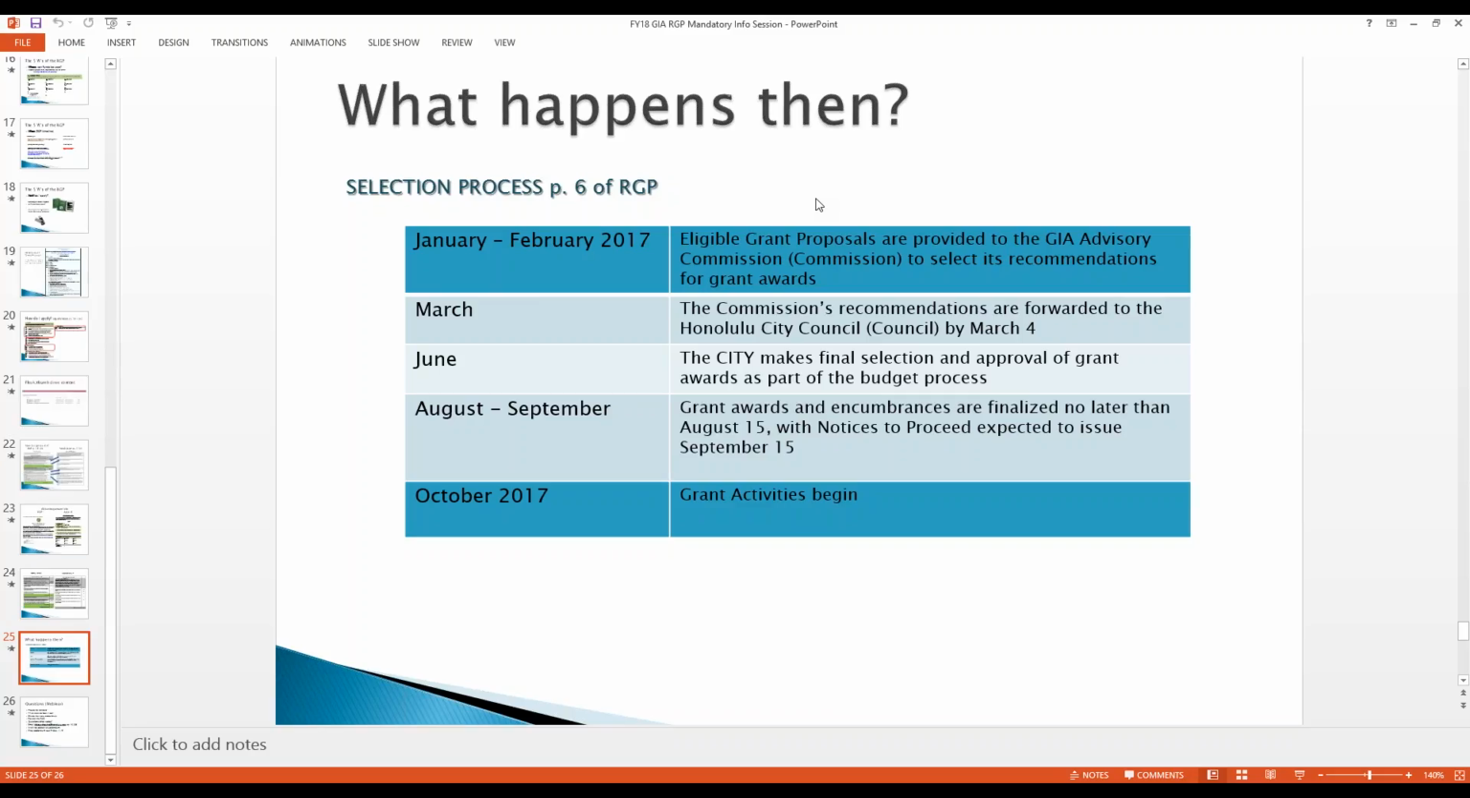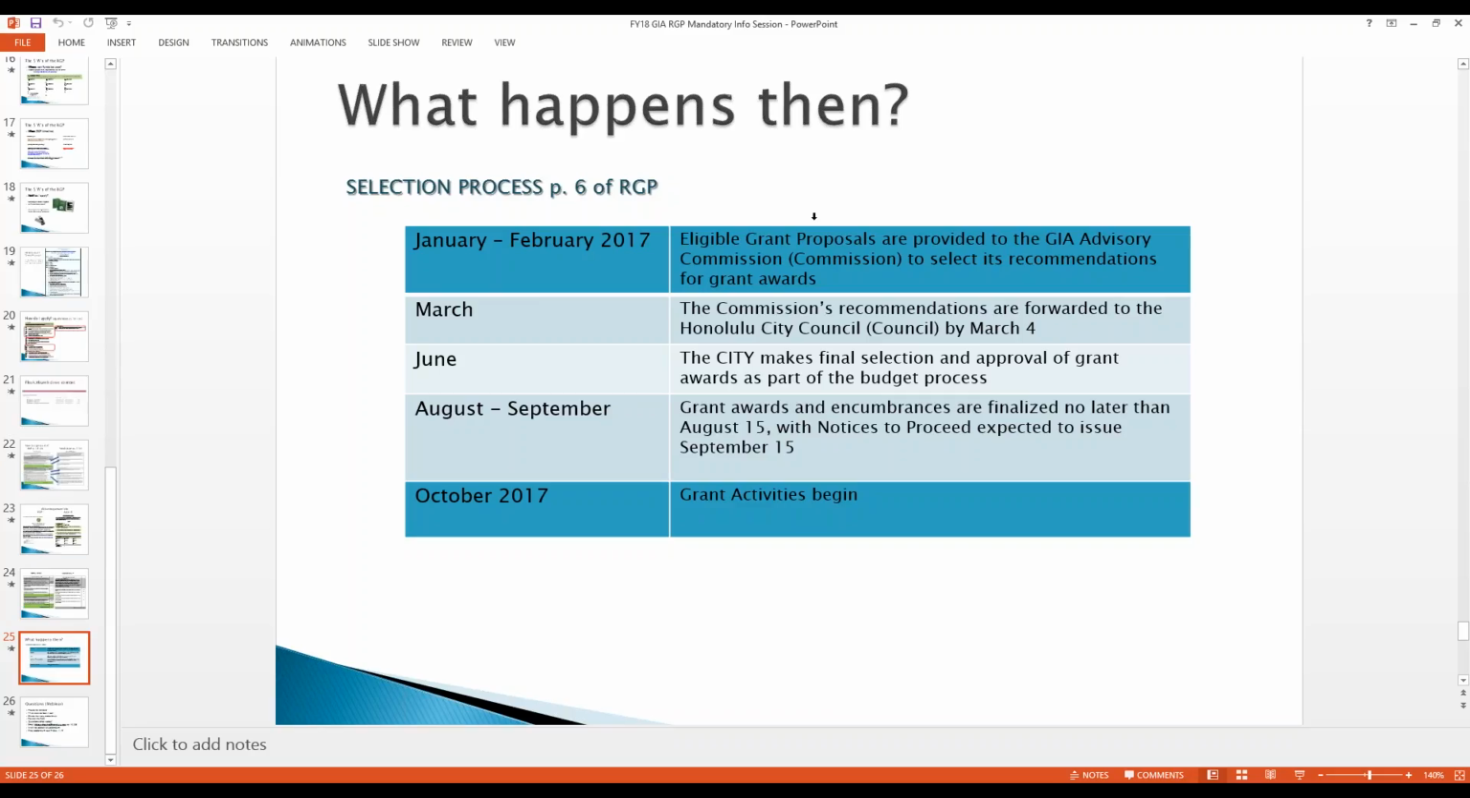The dates and times of the Grants in Aid Commission meetings will be posted on our website. You will also get a notification email, again, for those who downloaded the RGP documentation from the purchasing website.